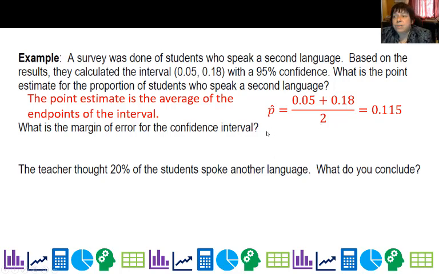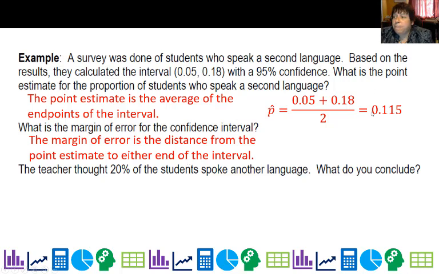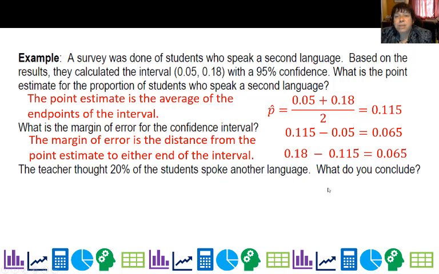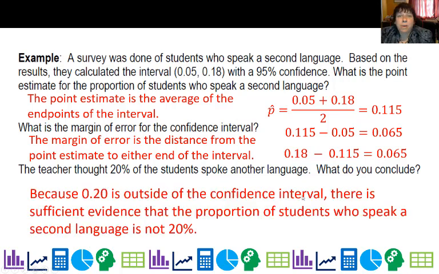What is the margin of error? Well, that is the distance from my point estimate to either end of my interval. And I can do that just by subtracting either the point estimate minus the low end or the high end minus the point estimate. And you can see I get the same answer. My margin of error in both of these is 0.065. Now, the teacher thought 20% of the students spoke another language. What do you conclude? Well, because 20% is outside of the confidence interval, it's not really plausible. There is sufficient evidence that the proportion of students who speak a second language is not 20%.